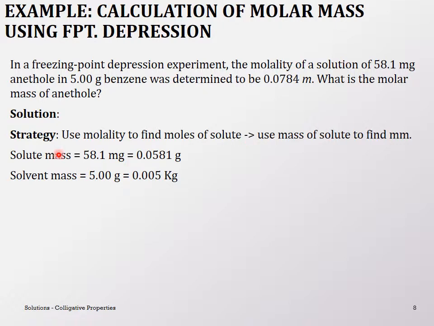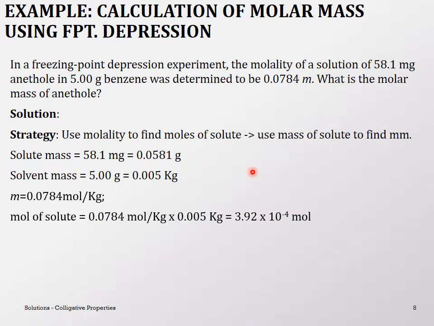So the solute mass is this, and the solvent mass is 5 grams. The solvent we have to convert to kilograms, because that's what molality uses. So the molality of the solution is given to us, which is this. And then you find the moles of the solute. So the moles of the solute are going to be 0.0784 moles per kilogram times the amount of solvent. So kilograms cancel with kilograms, and you're left with 3.92 times 10 to the negative 4 moles. This is the moles of the solute that are present in here.